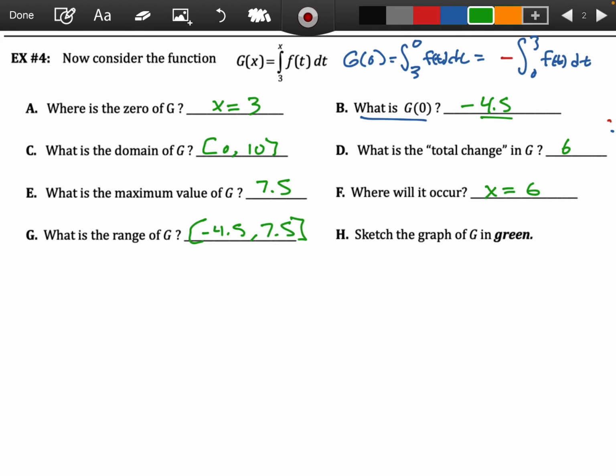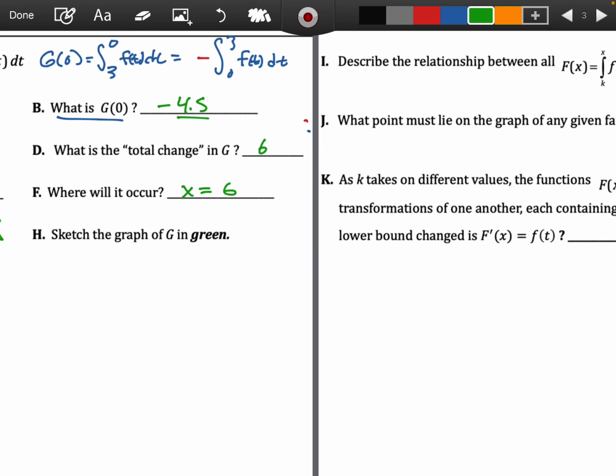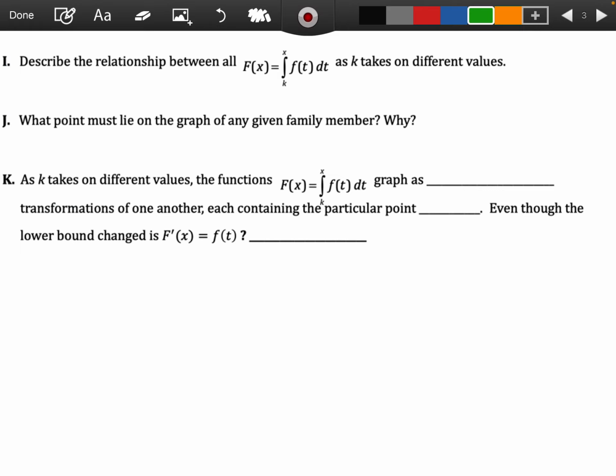Now, to answer more of these questions from the graph: describe the relationship between all antiderivatives as k takes on different values. Well, you're just going to say that all capital F of x are vertical shifts, okay? Again, you're going to keep the same function. They're just going to be moved up or down, okay?